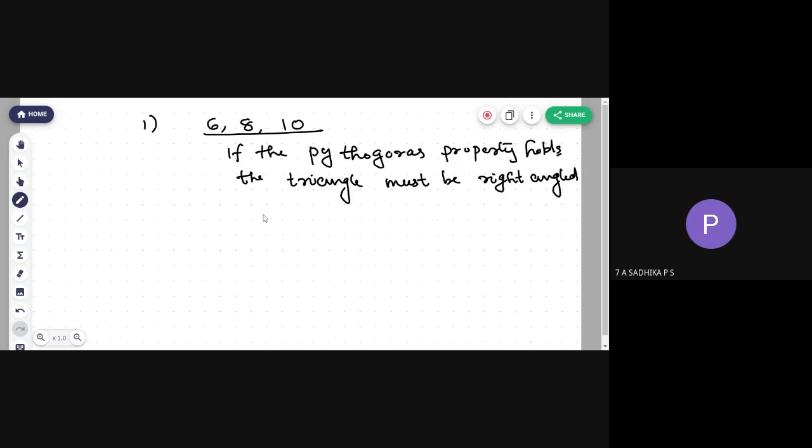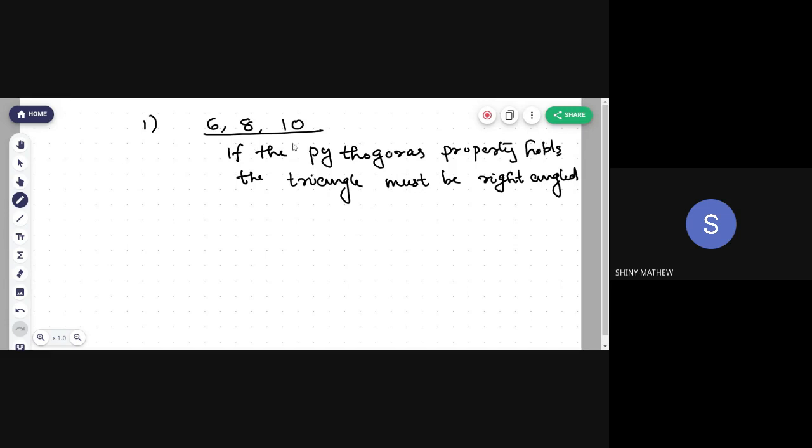First you copy this much, after that I say. Miss, we can keep 10 as the hypotenuse. Then every time the longer side should be the hypotenuse.